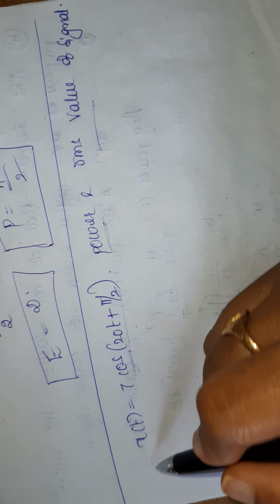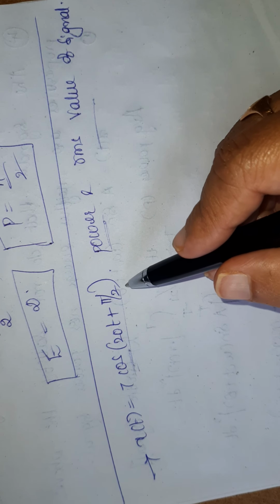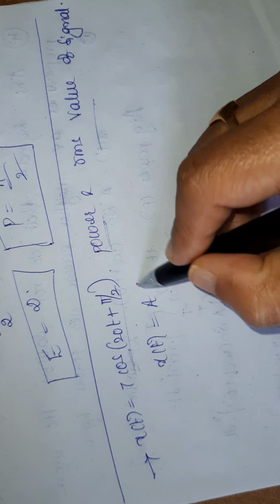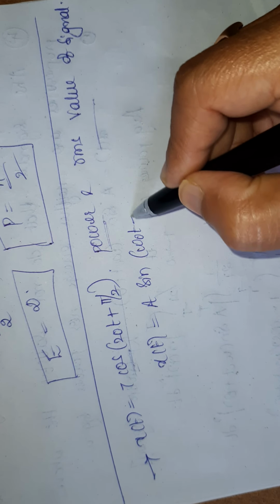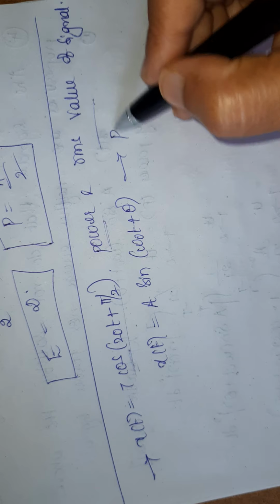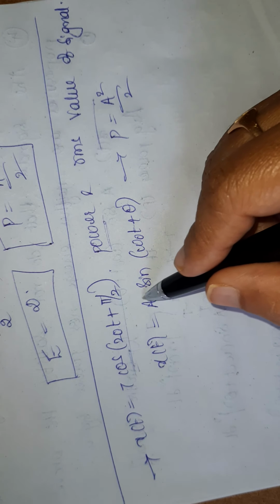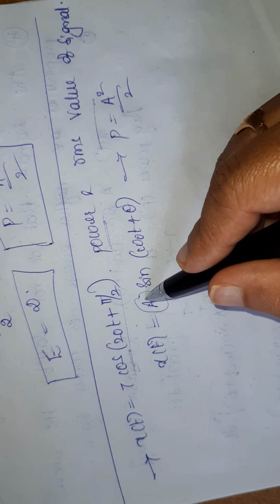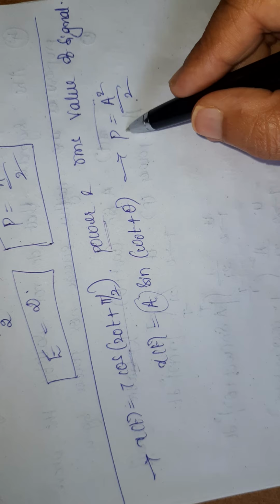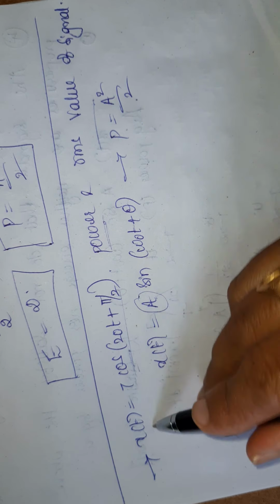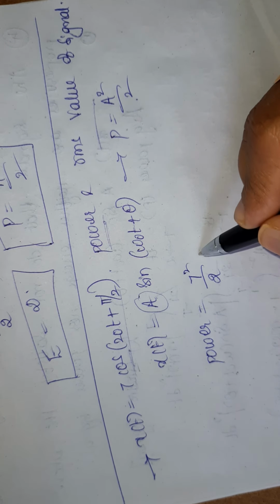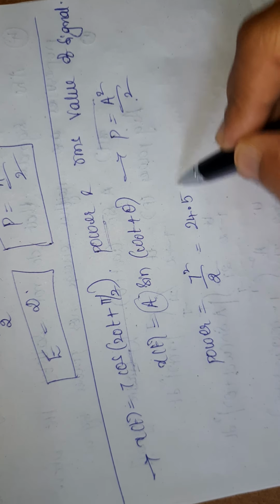Okay, so for this signal, calculate the power and its RMS value. As we already discussed in the last session, x of t is equal to A sin(omega naught t plus theta). For this, what is the power? Power is equal to A square by 2. Simply the term before the sinusoidal signal is A. So here I am having 7, so for this signal the power is equal to 7 square by 2, which is 24.5 watts.